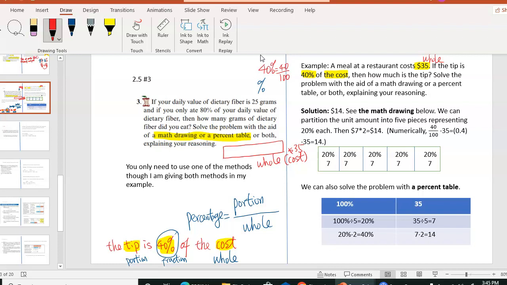40% of the cost, and that's what we are solving for. And so we are trying to figure out 40% of this, which is 40 out of 100. If you want to convert this to fractions, it's 2/5. So, you probably understand why I divide it into 5 equal parts.